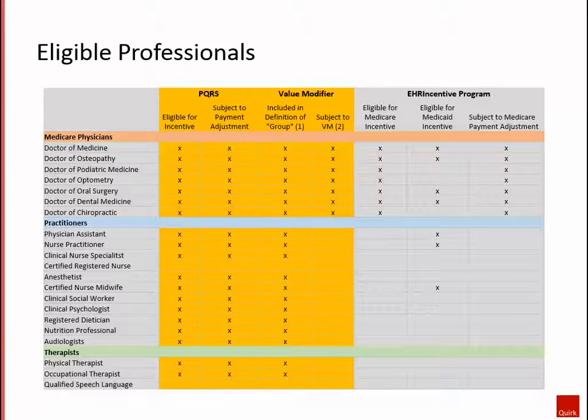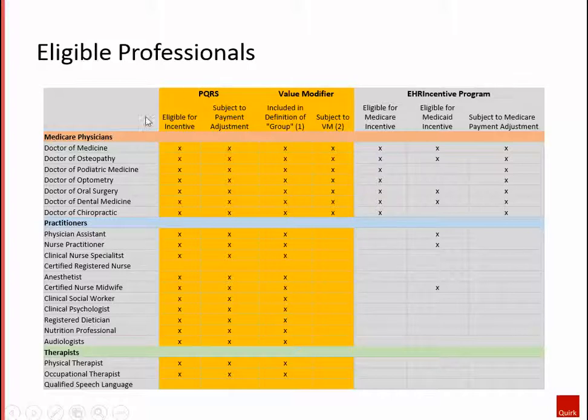Now, one of the important things to remember is that eligible professionals form the group. However, not all eligible professionals within that group are eligible to participate in the value modifier program. So you can see from my grid, what I wanted to tell you is, out of the eligible professionals, what do they qualify for? Everyone that I've listed here that's an eligible provider, aside from a certified registered nurse, qualifies for the PQRS program.